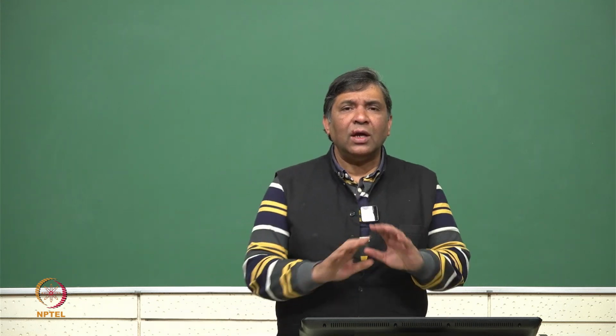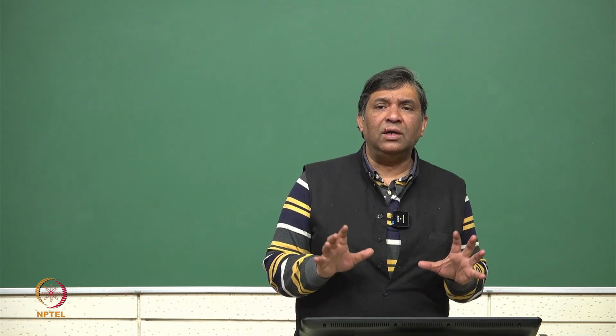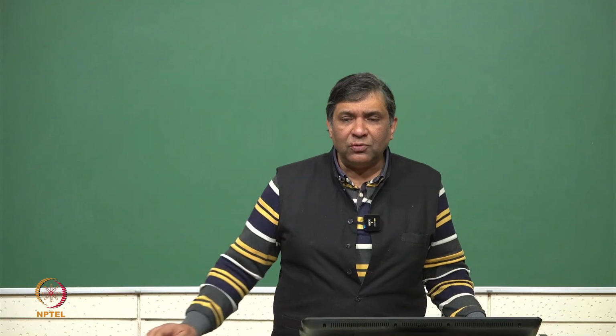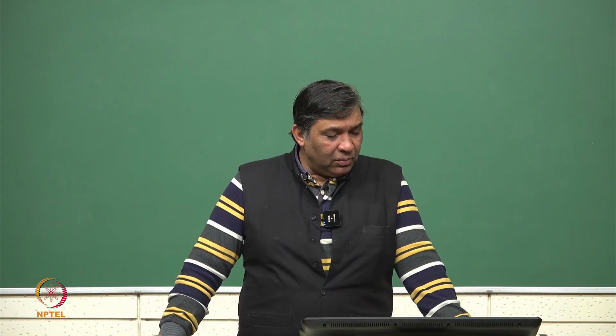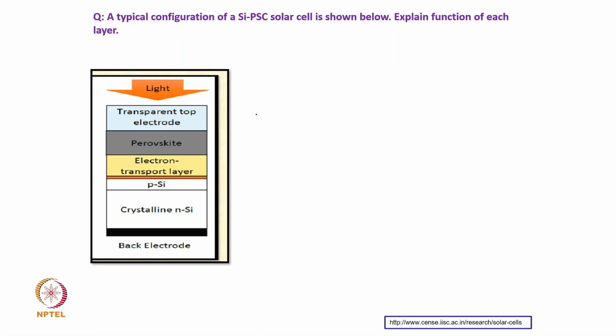And now, let us look at how a tandem solar cell typically made up of perovskite and silicon looks like. So, a typical configuration of silicon PSC solar cell is shown below. Explain the function of each layer. So, let us look at the solar cell again.